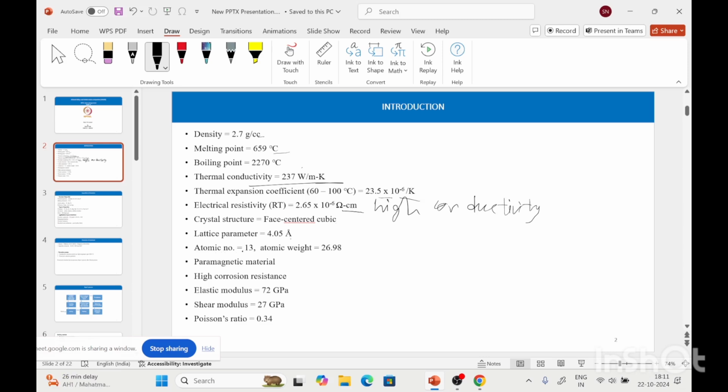Aluminum has the atomic number of 13 and atomic weight 26.98. It is a paramagnetic material and has high corrosion resistance. The elastic modulus is around 72 GPa, shear modulus 27 GPa and Poisson's ratio is 0.34.